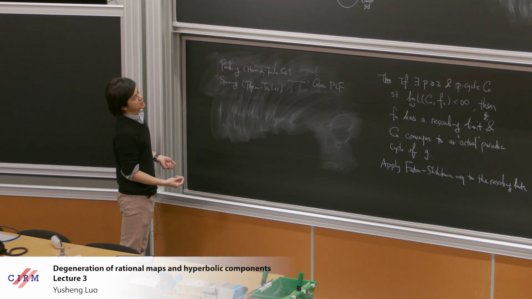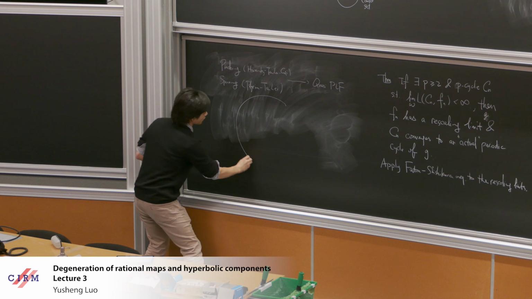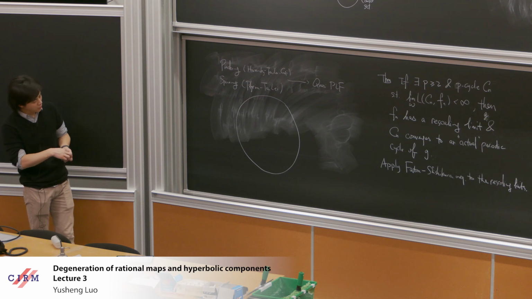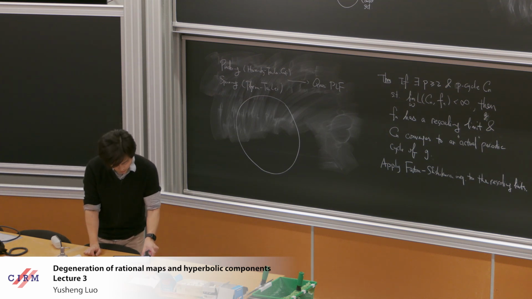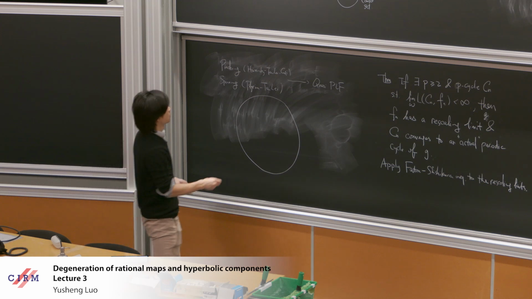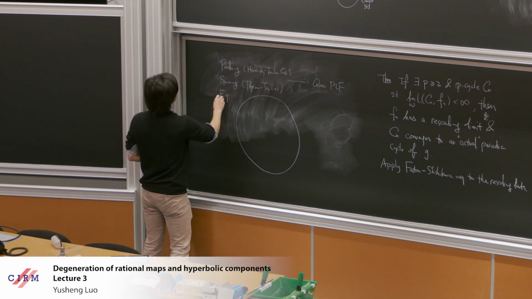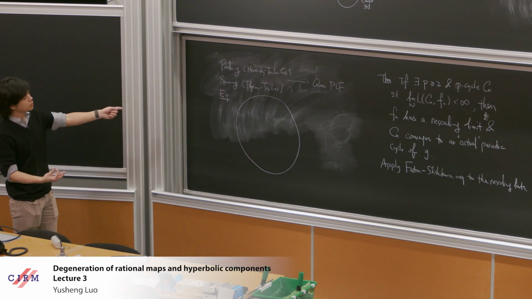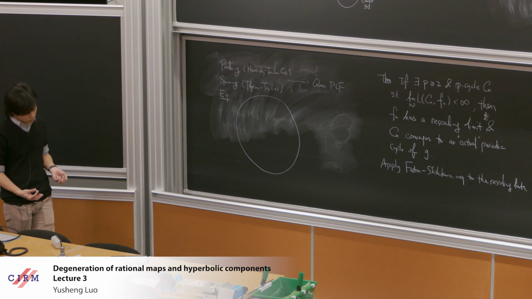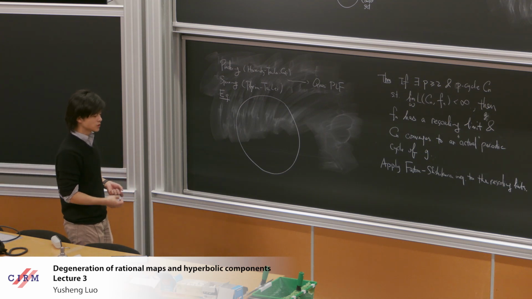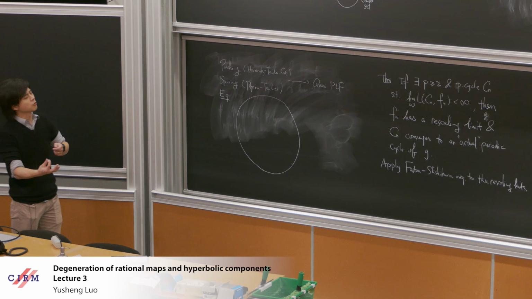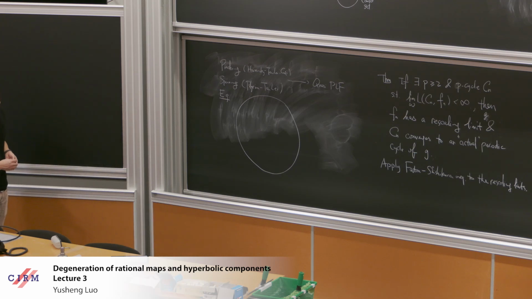So the schematic picture looks like the following. Or maybe I'll give you one example, or some examples of such degenerations. And then I will say what kind of theorems we can prove using these examples, which are also related to the decomposition of these rational maps, as I mentioned very early in the first lecture. And then I will say maybe a few words on some generalizations to such degenerations.